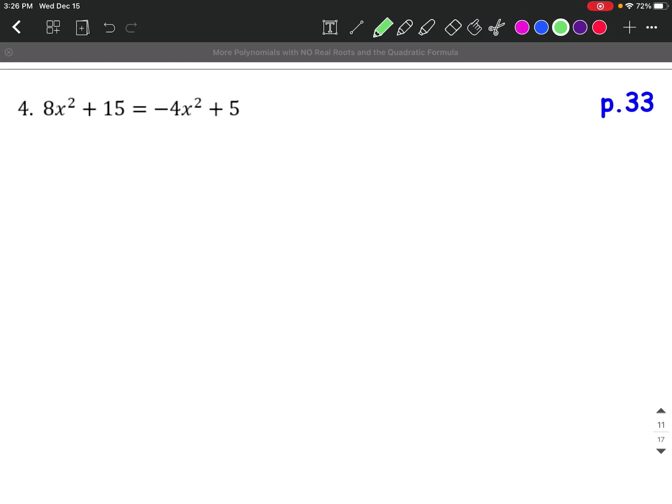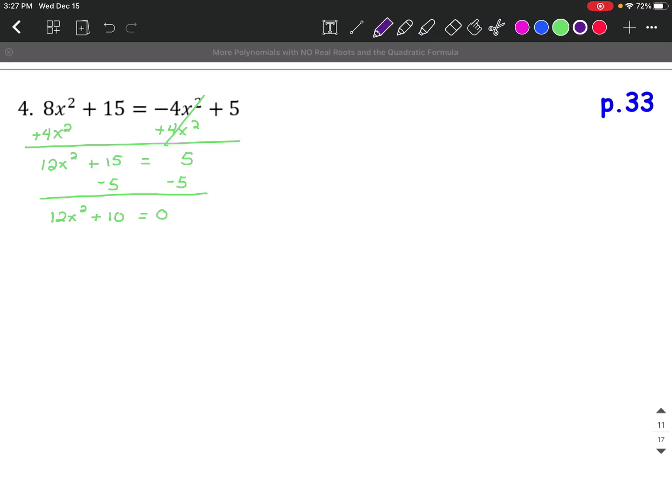Okay, so number 4, we need to bring everything to one side. So we're going to add the 4x squared to both sides of the equation, and we do have like terms here. So 8x squared plus 4x squared is 12x squared plus 15 equals, those will cancel out, and we just have 5. Now I need to bring the 5 over, so I'm going to subtract 5, and I have 12x squared plus 10 equals 0.